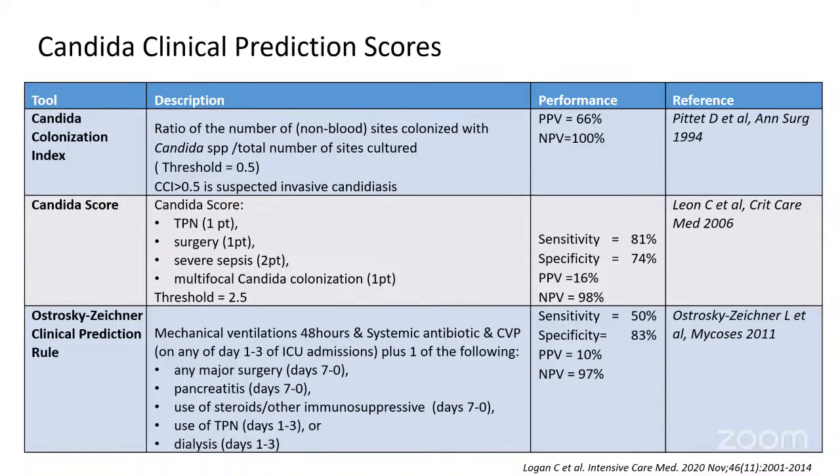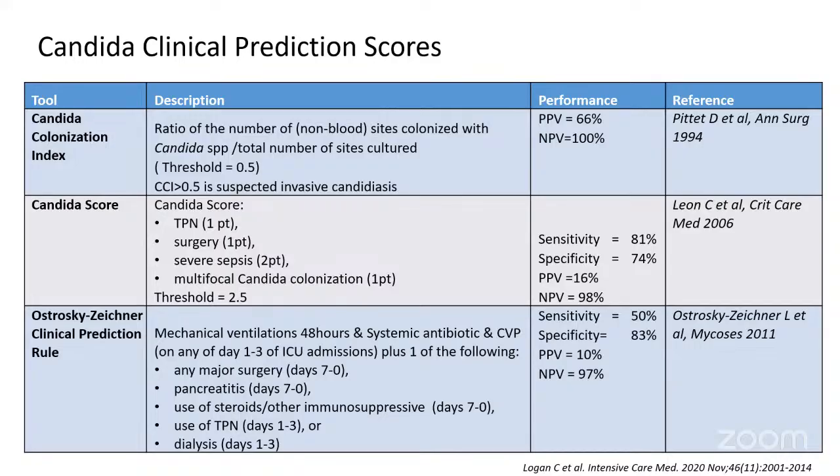The Candida score includes TPN 1 point, surgery 1 point, severe sepsis 2 points, and multifocal Candida colonization 1 point. The threshold for the Candida score is more than 2.5, and above 2.5 invasive candidiasis is suspected. Sensitivity of the Candida score is 81%, specificity is 74%. Positive predictive value is 16% and negative predictive value is 98%. So the Candida colonization index and Candida score show high negative predictive value.